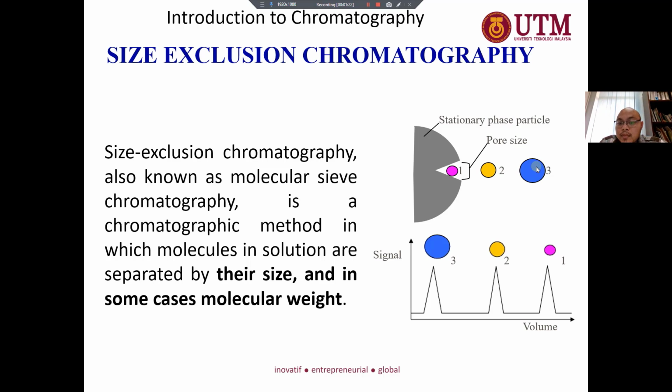large in size. If we look over here again, the blue analyte elutes earlier since it is the biggest among the analytes. Number one, which is the smallest, will elute much later because it interacts deep inside the pores compared to the others. Therefore, number one has more interaction with the stationary phase compared to the others, especially number 3. This is what we call size exclusion chromatography.